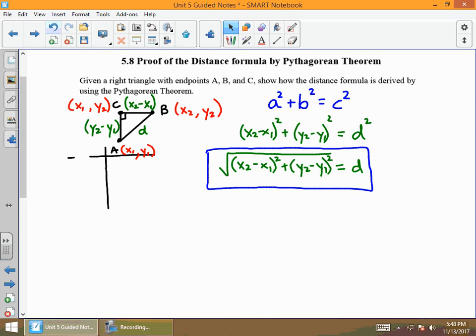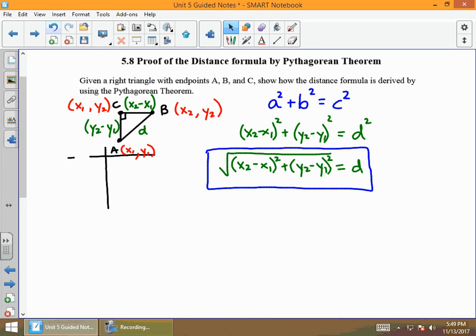The distance formula arises from the Pythagorean theorem by finding arbitrary points A and B and finding the distance between them. I draw out the right triangle. I add in a point C that has the same x value and y value as A's and B's.